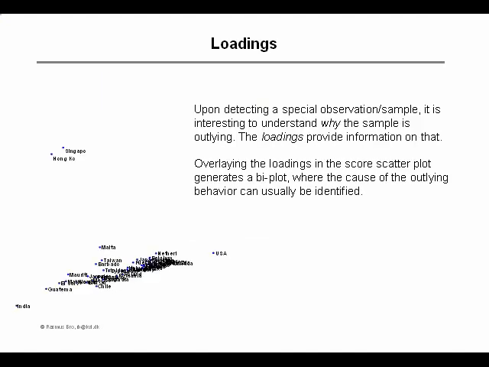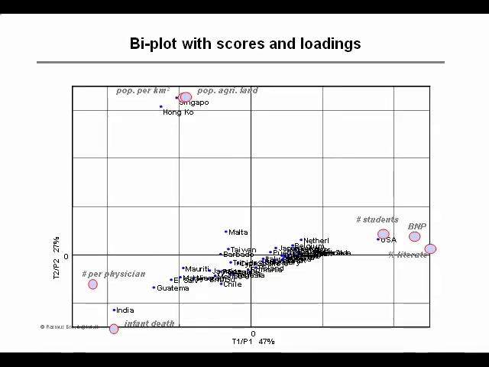When we have detected samples like that, like Singapore and Hong Kong, or outliers in general, we want to understand why they are outliers. And the loadings will tell us what the reason is for these samples being located where they are. The loadings provide us the information about the variables, and we can put them on top of the score plot to get the biplot that we also saw before. And if we do that, then we have all the 49 samples plus the 7 variables in one plot. And the interpretation is exactly as explained earlier.